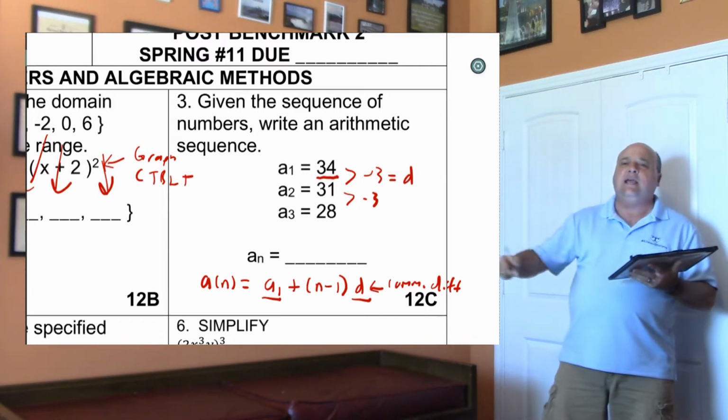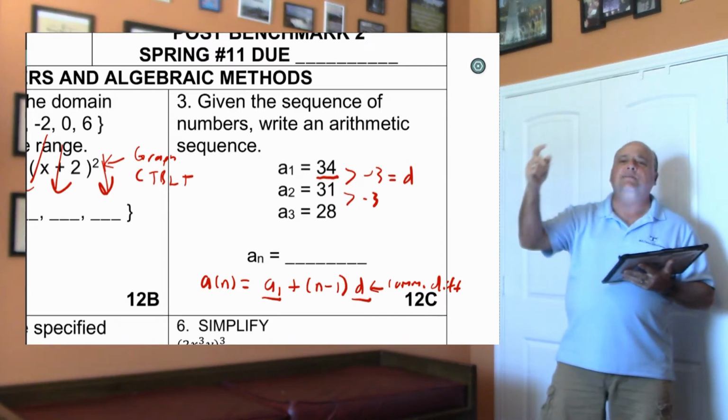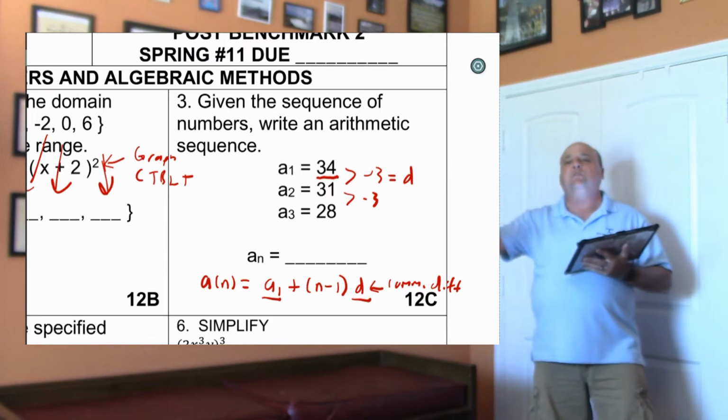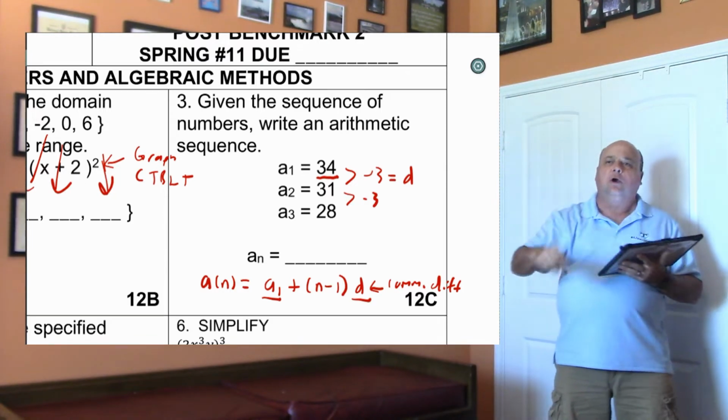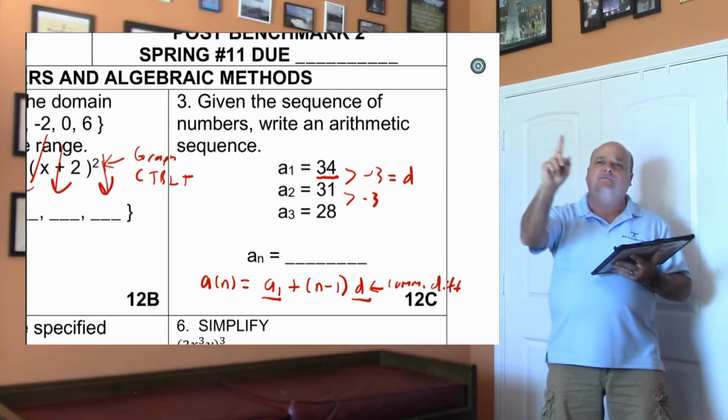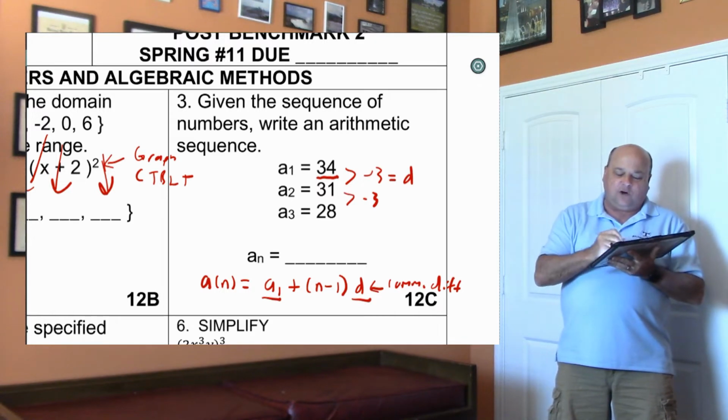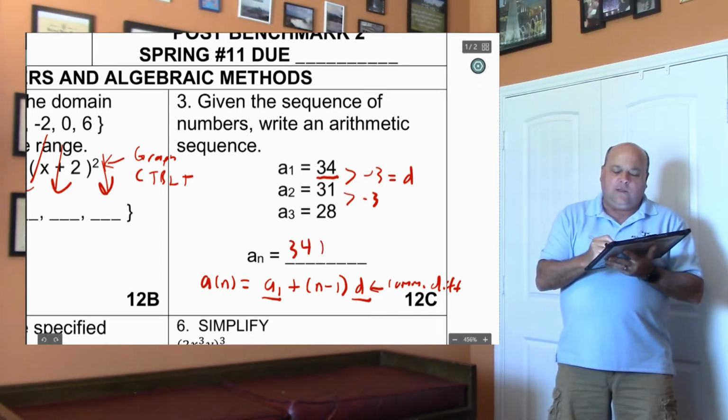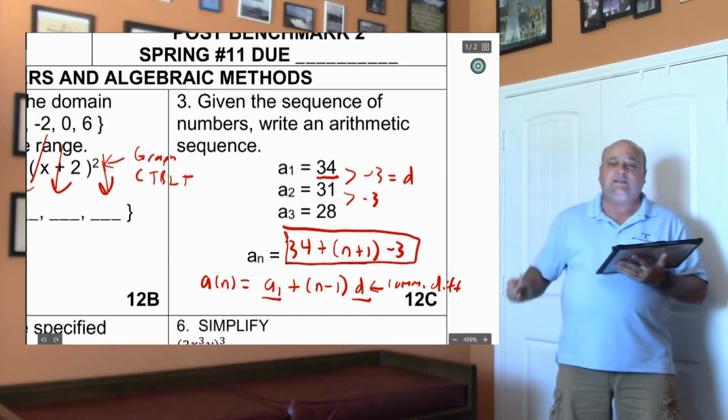This is a piece of cake. This is the same thing as mx plus b, but mx plus b goes from the 0 term. A sequence uses the first term. So our first term is 34. Then you push plus n minus 1, and the common difference is negative 3. This right here is how you would write that sequence.